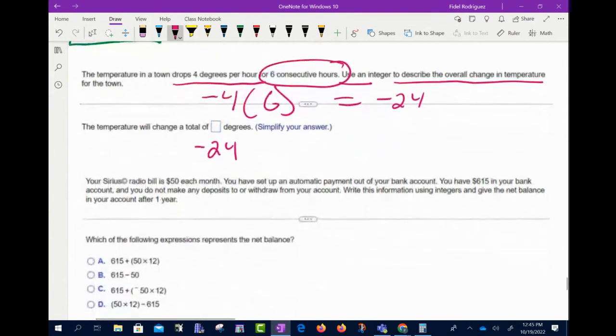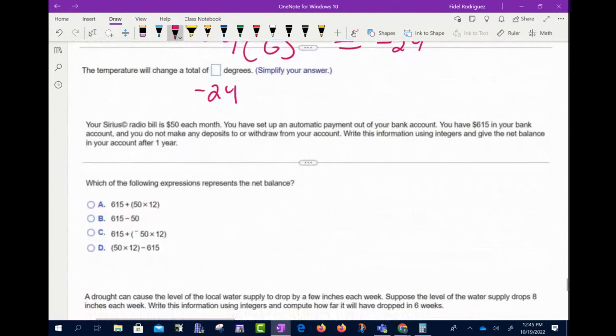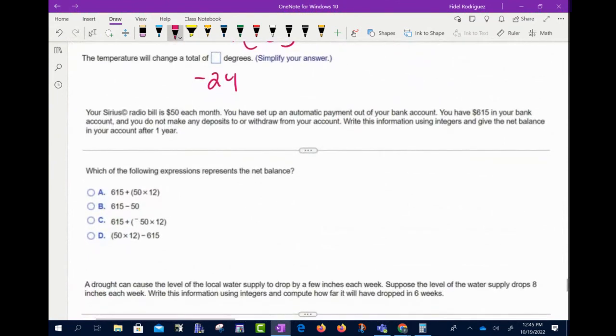Okay. And let's take a look at the next one here, y'all. It says, your Sirius radio bill is $50 every month. You have set up an automatic payment out of your bank account. Right now, we have $615 in our bank, and we're not going to make any deposits or withdrawals from our account. Write this information using integers and give the net balance in your account after 1 year.